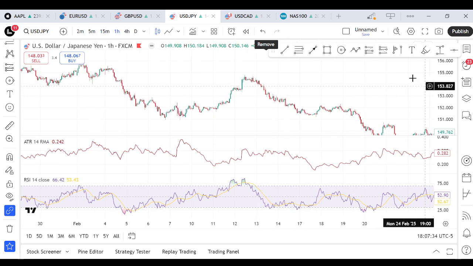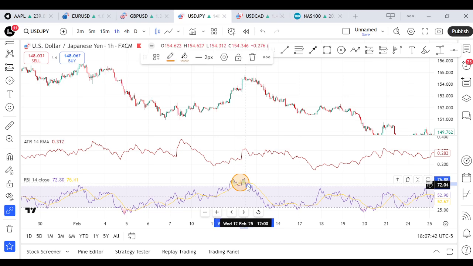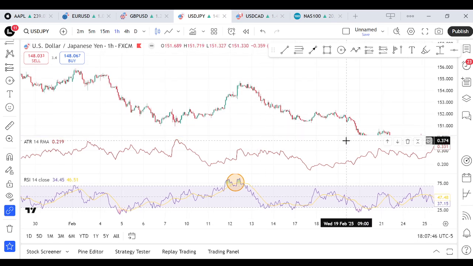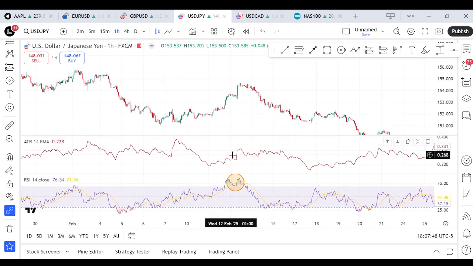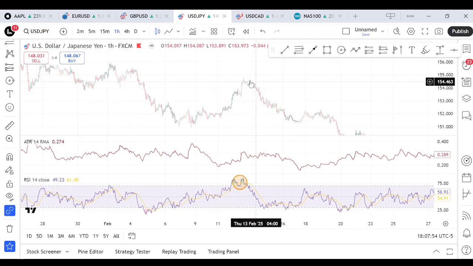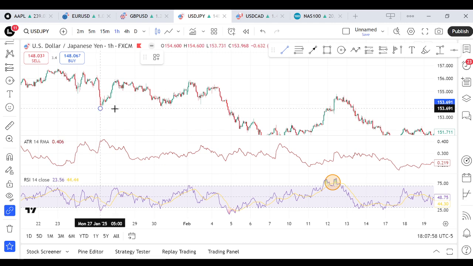And looking at it, we have the RSI above 70 signaling overbought conditions, so we should be looking for ways to enter sell trades from here. We also have our ATR at a higher position here, signaling increased volatility, so we should be looking to actually take our trade.